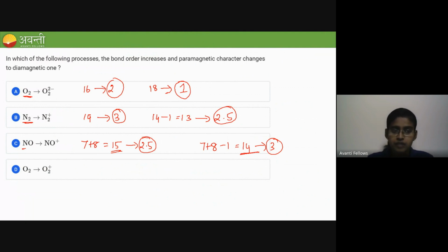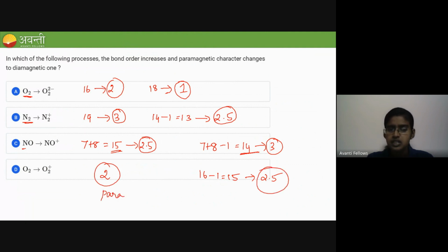And O2, if you see, O2 is 2 again, bond order. O2 plus is 16 minus 1, it is 15. 15 means the bond order is 2.5. So the bond order is increasing, but oxygen is paramagnetic in nature. O2 plus is also paramagnetic in nature. In O2 we will have two unpaired electrons and in O2 plus we will have one unpaired electron. So both are paramagnetic, but the bond order increases. So the correct answer is option C, in which the bond order also increases and the paramagnetic character also changes to diamagnetic one. Got it?